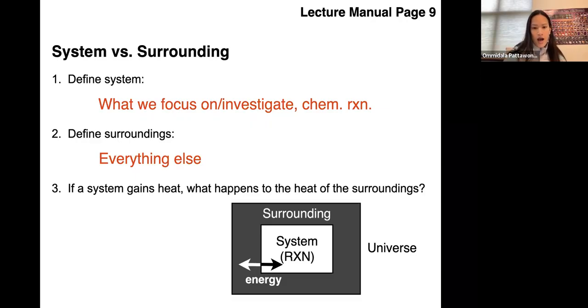So in this case, you will see that the heat that is lost or gained between the surrounding and the system would be the opposite. If the system gains heat, then the surrounding would lose heat, and vice versa. But the amount of heat would stay constant, because whatever one is gaining, the other has to lose at the same amount.